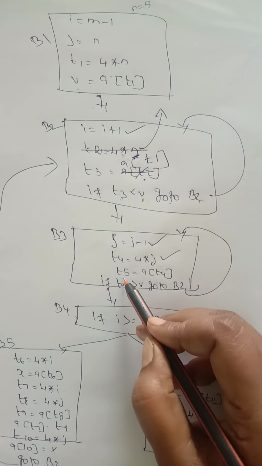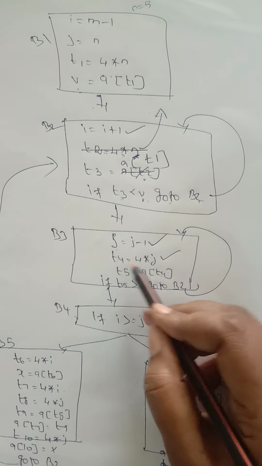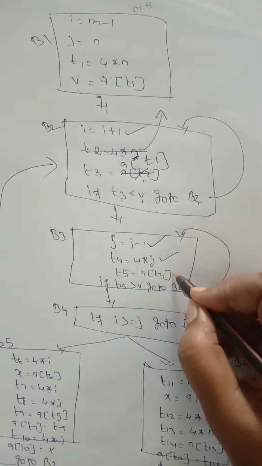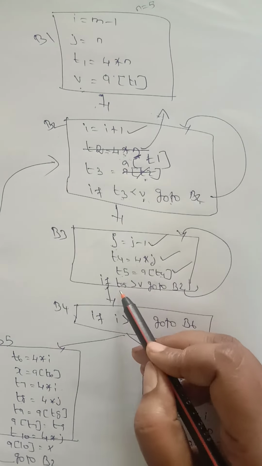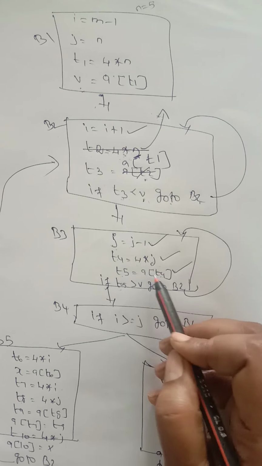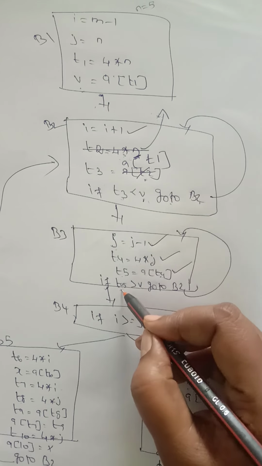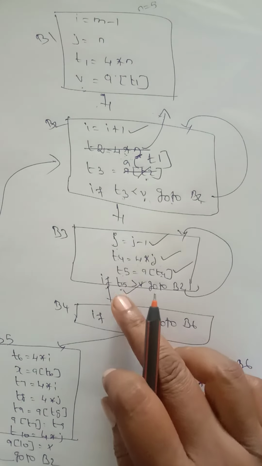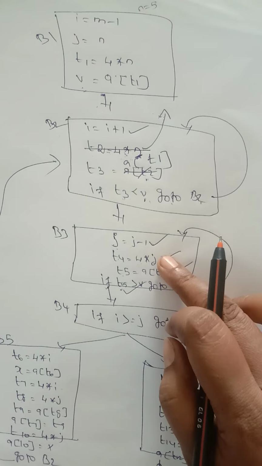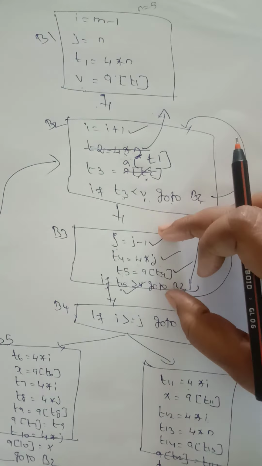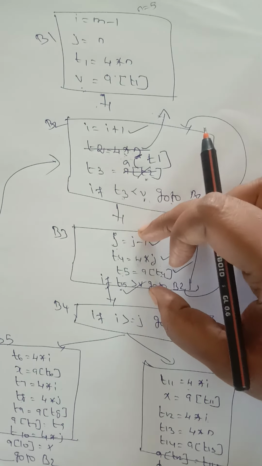Next come to t5. T5 equal to a of t4. What is t4? t4 equal to 4 into j. It has effect, so just keep that. Next line, if t5 greater than v. What's t5? a of t4. What's t4? 4 into j. What's the j value? j minus 1. So it also has effect. If t5 greater than v, go again to block 2. So in block 3 all 4 lines have effect, so just keep them. We can't optimize anything here.